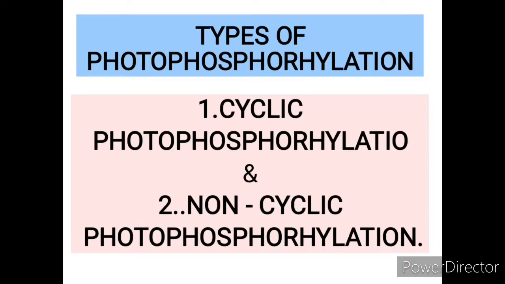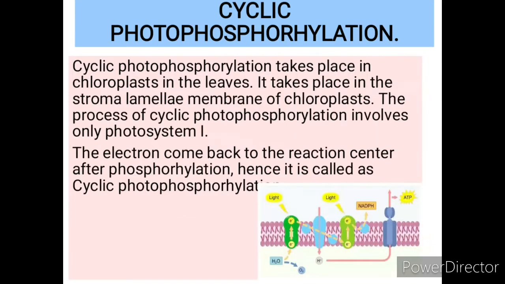There are mainly two types of photophosphorylation, based on the mode of electron transport from the reaction center. The first one is cyclic photophosphorylation and the second one is non-cyclic photophosphorylation. In this video we are going to discuss only cyclic photophosphorylation, and in the next video we will see the non-cyclic one.